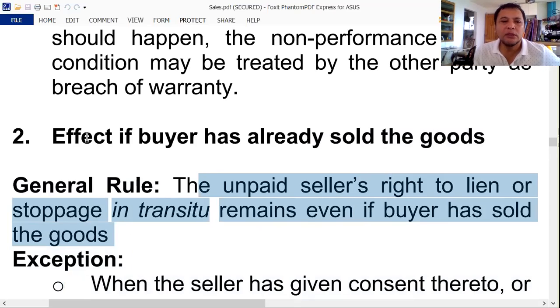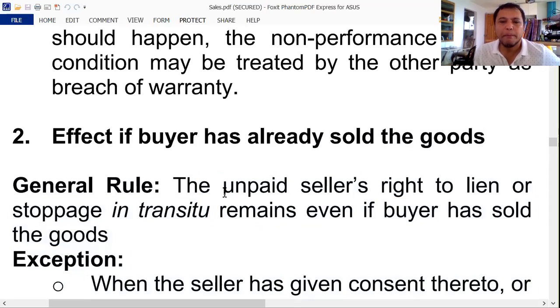So here it is the buyer who failed to pay. It's the unpaid seller. The condition is payment, and the buyer failed to pay. But he sold the goods. What kind of person is that? So according to the general rule, the seller is unpaid, has the right to lien. What is right to lien? He has a charge over the property. Well, he can claim a charge to the property, or he can stop the property while in transit.